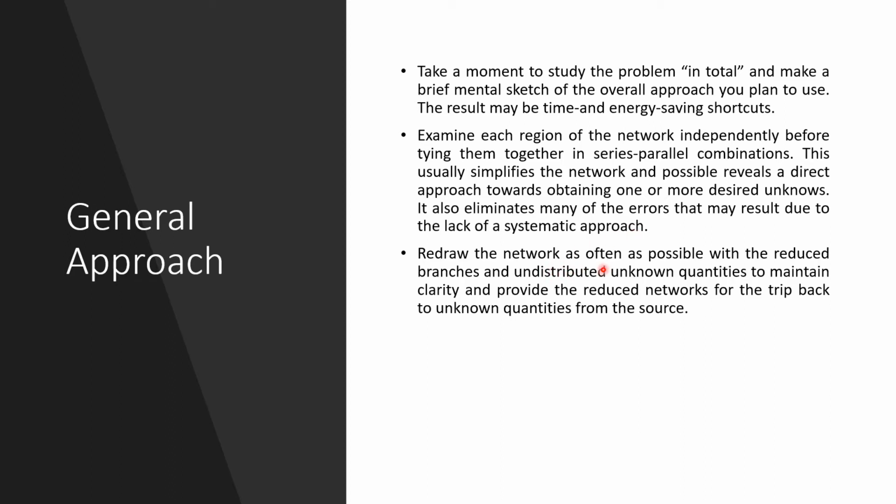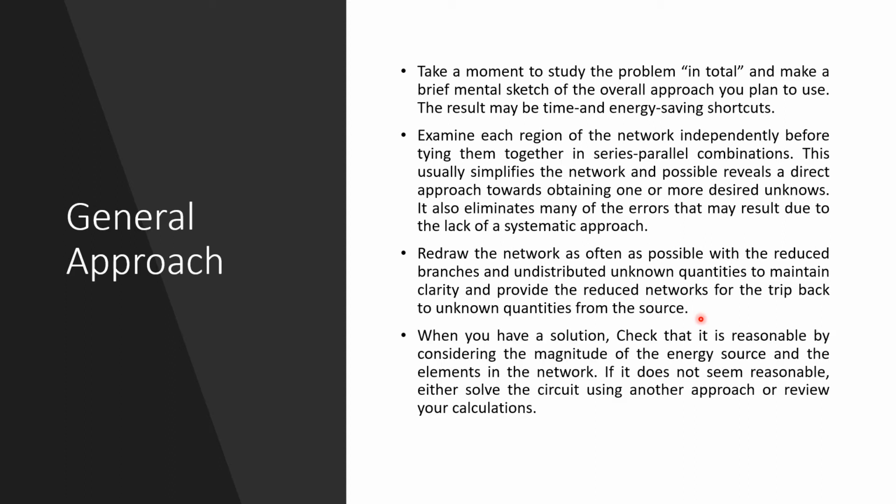Redraw the network as often as possible when the reduced branches are undisturbed unknown quantities, to maintain clarity and provide the reduced network for the trip back to unknown quantities from the source. When you have a solution, check that it is reasonable by considering the magnitude of the energy source and the elements in the network. If it does not seem reasonable, either solve the circuit using another approach or review your calculations.